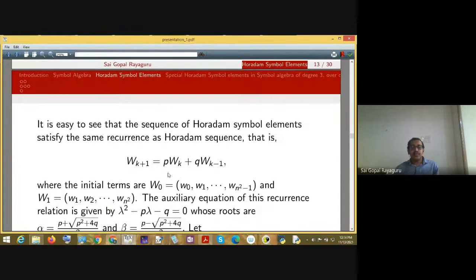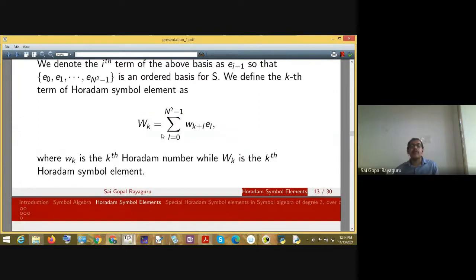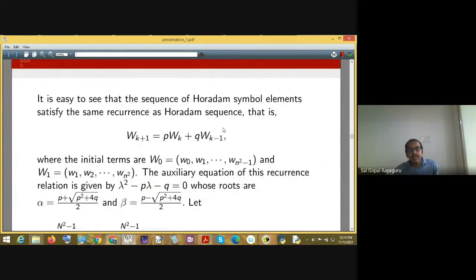As I told, tuple-wise addition and subtraction are the same. Whatever dimension you are extending to, this is simply a linear algebra concept: when we extend to any dimension, addition and subtraction are done coordinate-wise. So for this Horadam symbol element we defined, we also check that it satisfies the same recurrence as that of the Horadam sequence or the Horadam numbers.